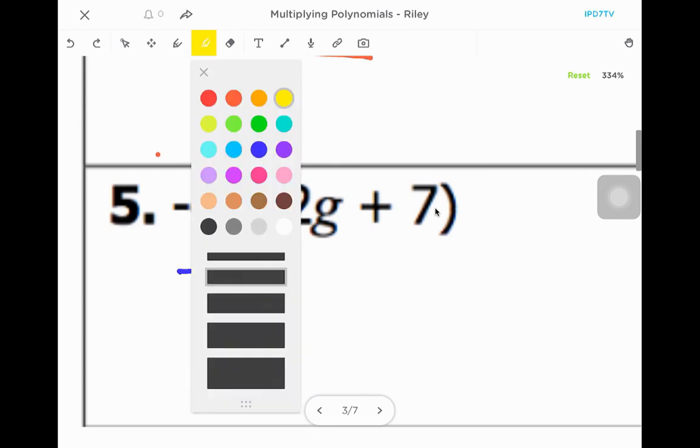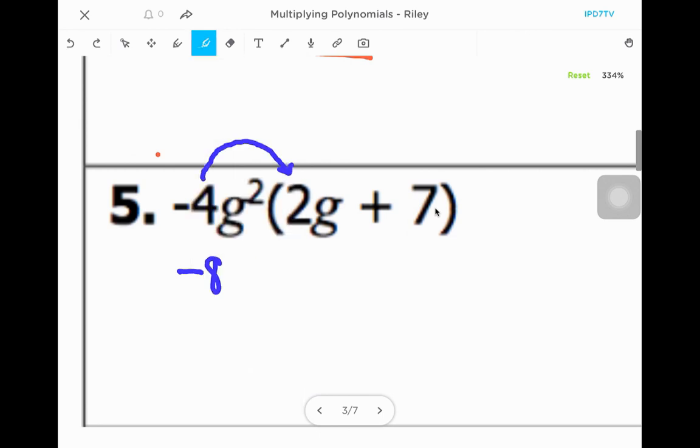And now I can focus on my exponents. So 2 plus, technically there's a 1 here, even though it's not there. So 2 plus 1 is 3. So I have g to the 3rd power.